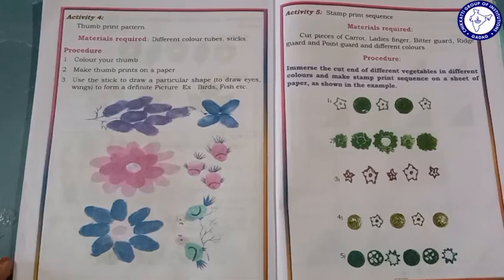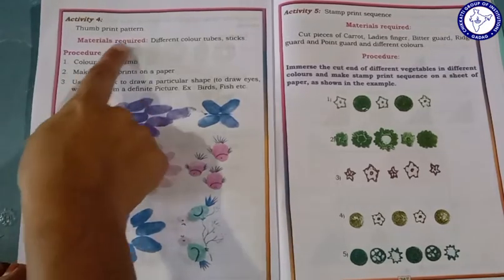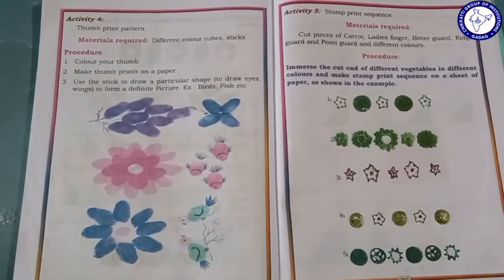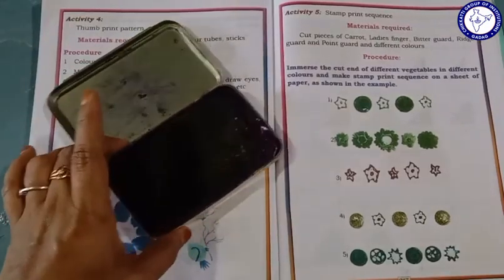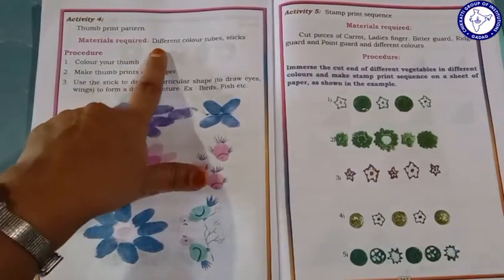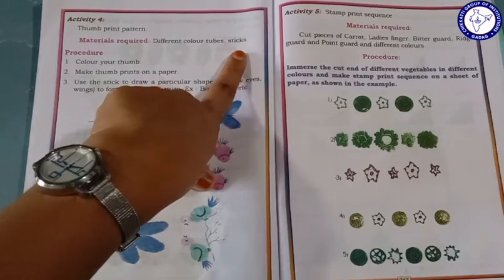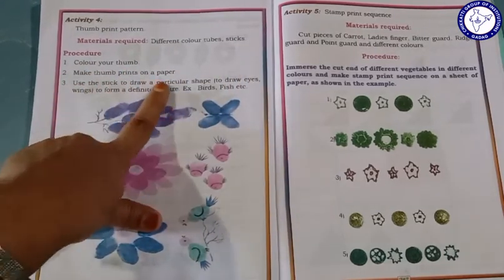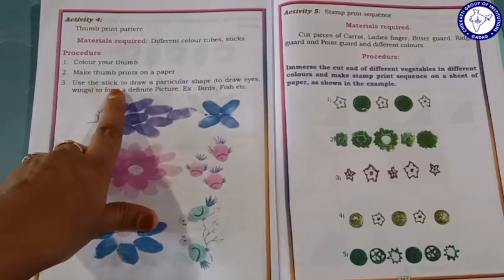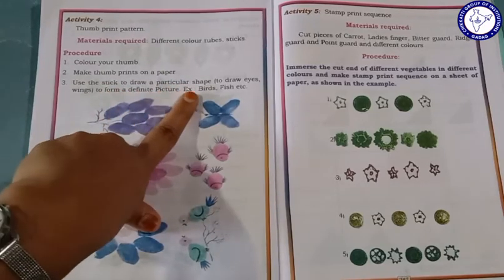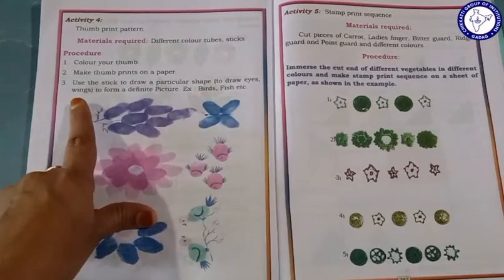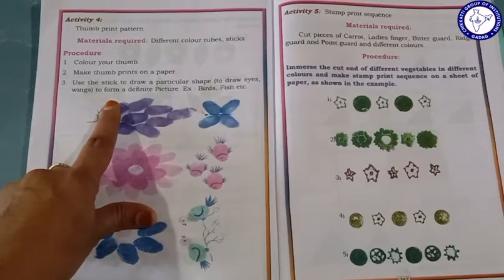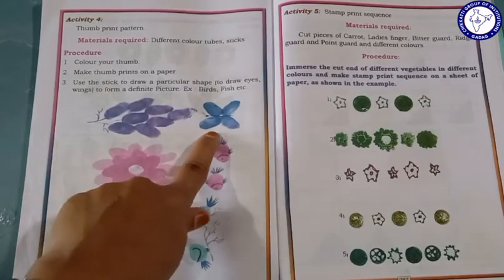Yes, so this is activity 4. They have given a thumbprint pattern here. So I am using this one. This is a stamp. Materials required: different color tube sticks, or just sticks. Procedure: color your thumb, make thumbprints on a paper, use the stick to draw a particular shape, to draw eyes, wings and so on, to form a definite picture, like birds, fishes, anyone you can take here. So now I'll do a butterfly.